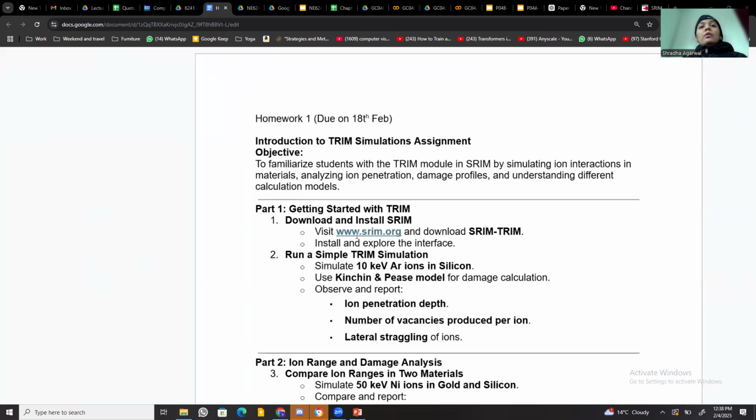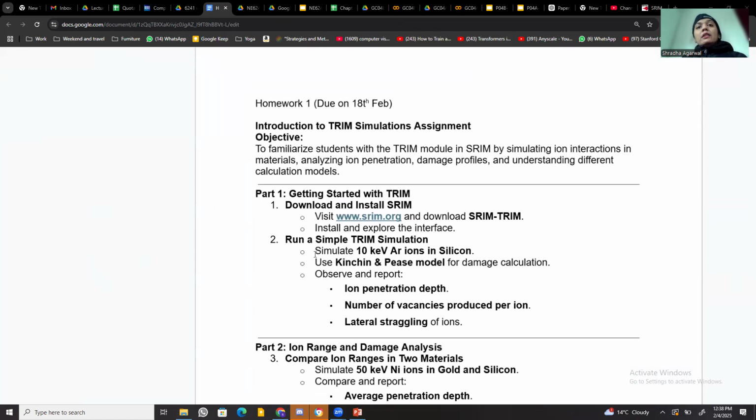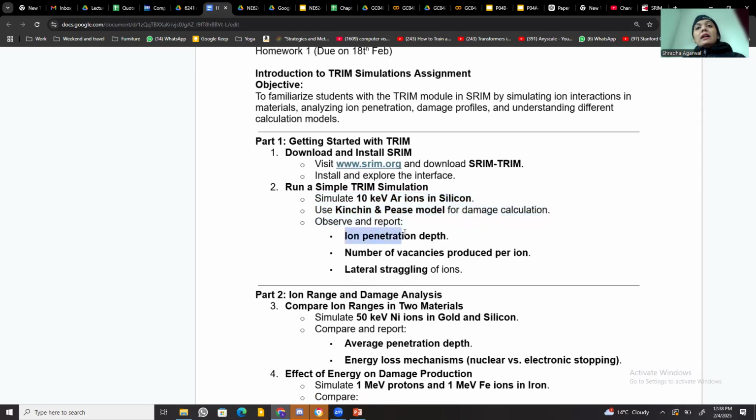So what is the homework? You can say, simulate 10 kV argon in silicon. So calculate ion penetration depth and number of vacancies. So this is your question 1.